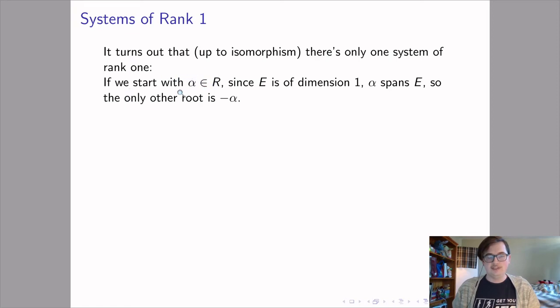So the idea is that if we start with any root in R, since E is of dimension 1, so it's a rank 1 system, no matter what alpha is, we're going to be able to span E with just that vector. So the only other root is going to be minus alpha, because we're on this line here, so we can't do a scalar multiple of alpha that lies somewhere down here, because that's not allowed. You're only allowed to have plus or minus alpha, so that only allows us to have minus alpha over here as our other root. We could rescale this system, but that's why it's going to be up to isomorphism.